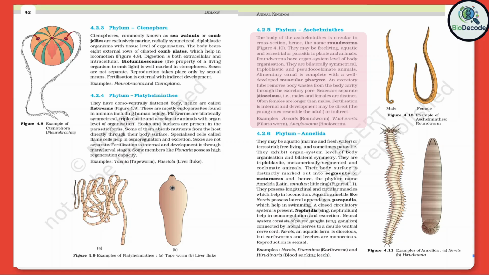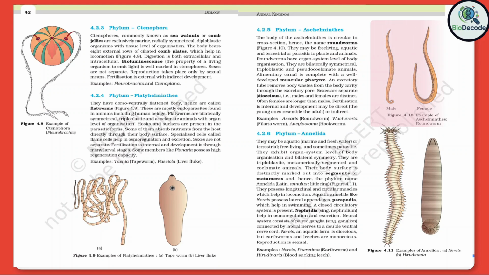Sexes are separate, dioecious, as males and females are distinct. Often females are longer than males. Fertilization is internal, and development may be direct, where the young ones resemble the adult, or indirect. Examples: Ascaris (roundworm), Wuchereria (filaria worm), Ancylostoma (hookworm).